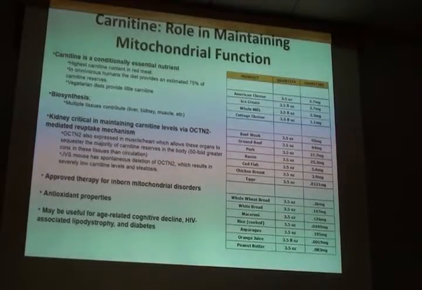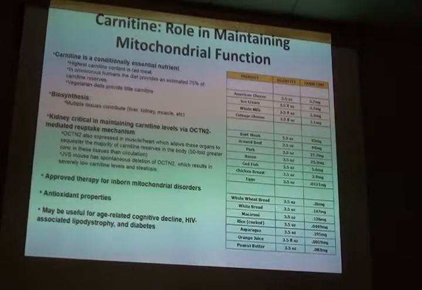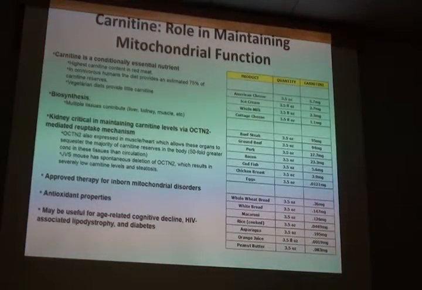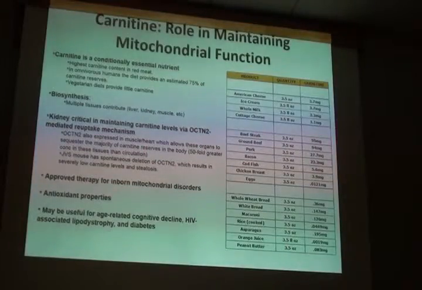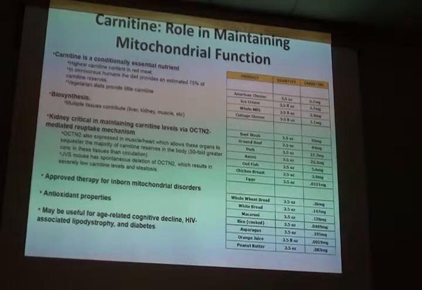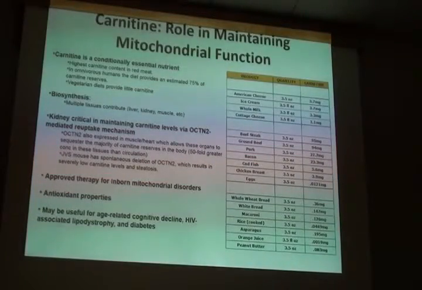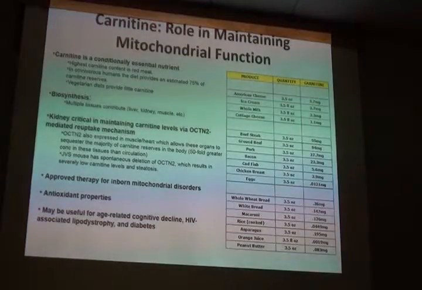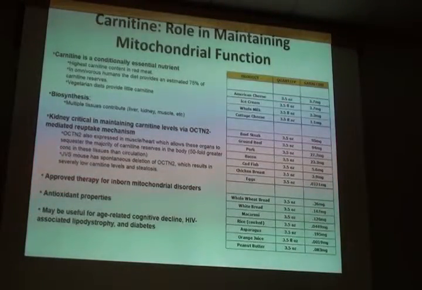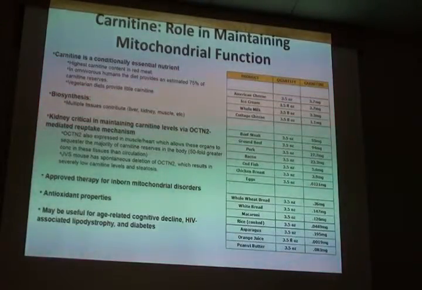Probably the best model to stress the importance of OCTN2, this carnitine transporter in the kidney, is the JBS mouse. I don't know if anybody's familiar with it, but it's called JBS because it's a juvenile steatosis mouse. The liver steatosis is so bad that these animals were characterized because you can visibly see it through their skin, that their liver is so fatty.